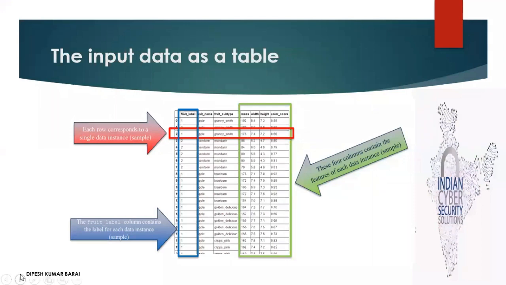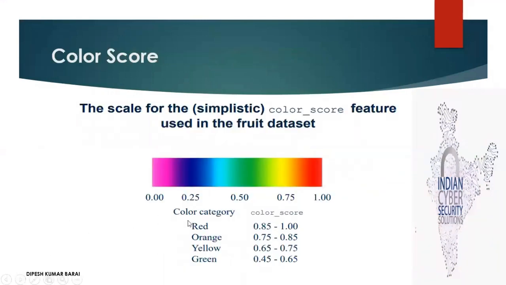Now, here is the color score of every fruit in the data set, which ranges from 0 to 1. The red score is 0.5 to 1, and 0.75 to 0.85 is orange. These are the scaling of every color.